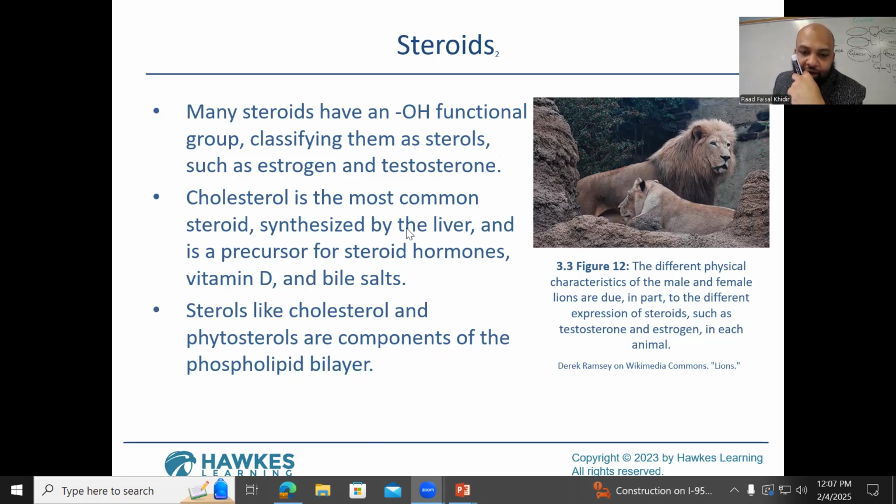Cholesterol is the most common steroid synthesized by the liver and is a precursor for steroid hormones, vitamin D, and the bile salts. Sterols like cholesterol and the phytosterols are components of the phospholipid bilayer. So remember that cholesterol is an integral part of your plasma membrane. It adds to the structural rigidity, the strength of your plasma bilayer leaflet. The more cholesterol there is in your plasma membrane, the thicker and the stronger it is.